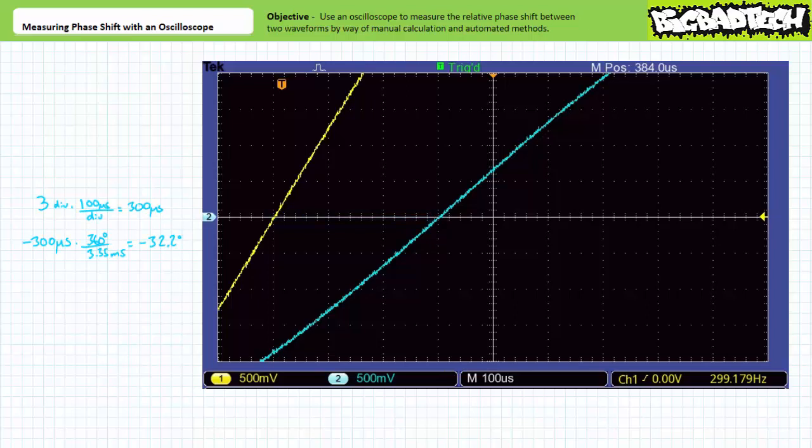Given our horizontal sensitivity is set to 100 microseconds per division, this represents a time shift of 3 divisions times 100 microseconds per division, or 300 microseconds. As previously, a 300 microsecond time shift inside a waveform with a period of 3.35 milliseconds has a phase shift of 32.2 degrees. Using this increased level of magnification, we still arrived at the same result.